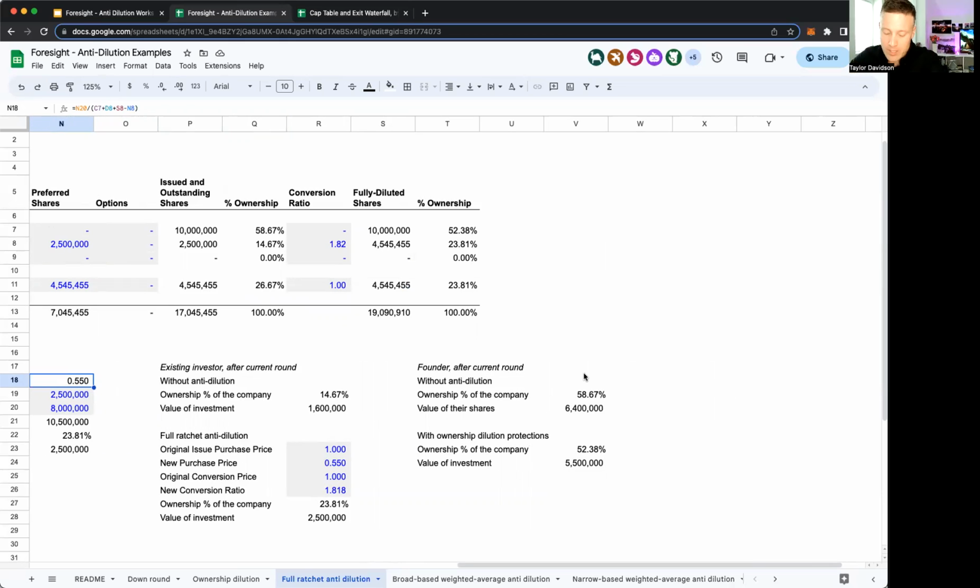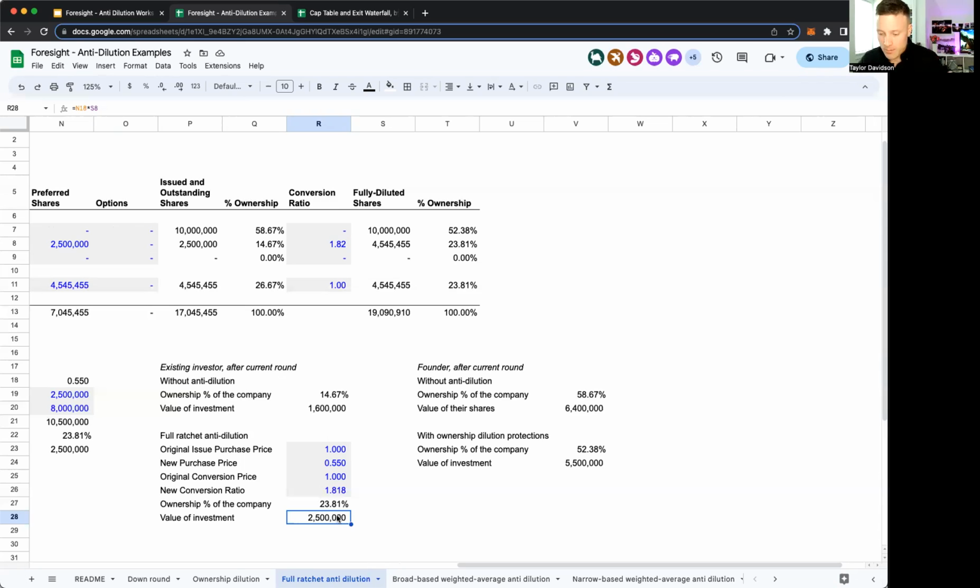But the impact is that it actually increases, it brings the full value of the investment back to that 2.5 million. The number of new shares that they own times the new share price, they now have 2.5. They invested 2.5 million before. If they hadn't had anti-dilution, it would only be worth 1.6. Now it's worth 2.5, and it actually increased their ownership percentage on a fully diluted basis. They own more as a percentage than they used to.